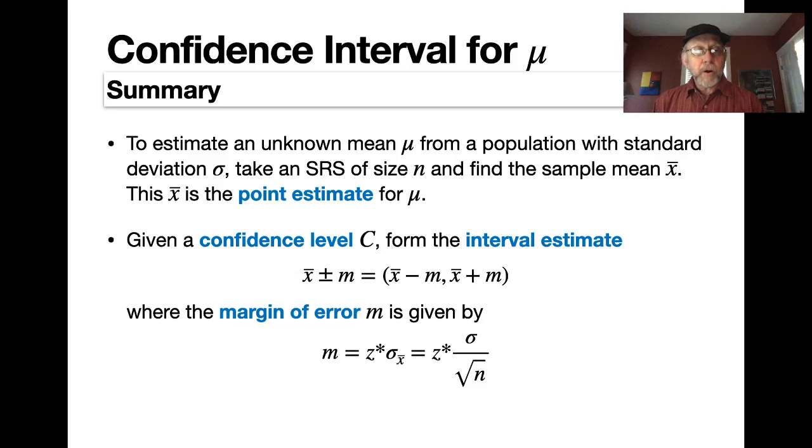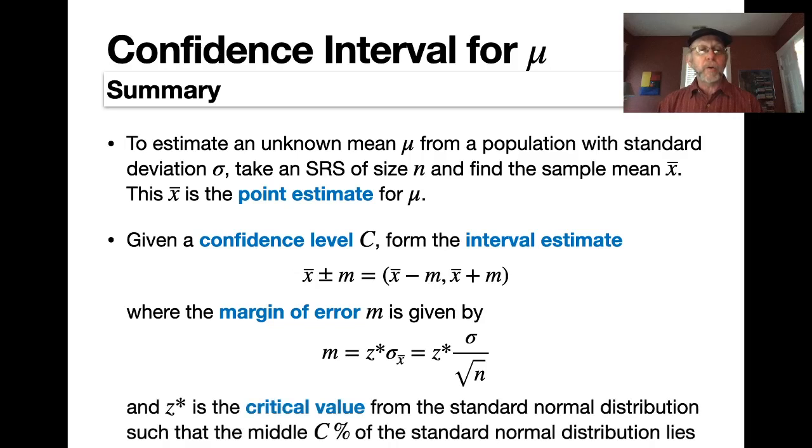The z star that you see in the formula there is called a critical value for the confidence interval, and it simply specifies how many standard deviations of x bar are necessary in order to give us the confidence level that we desire.